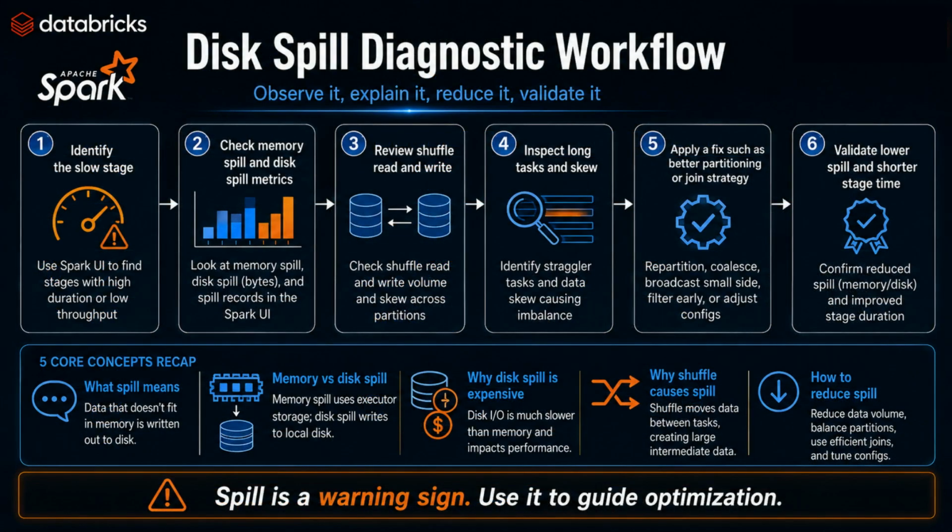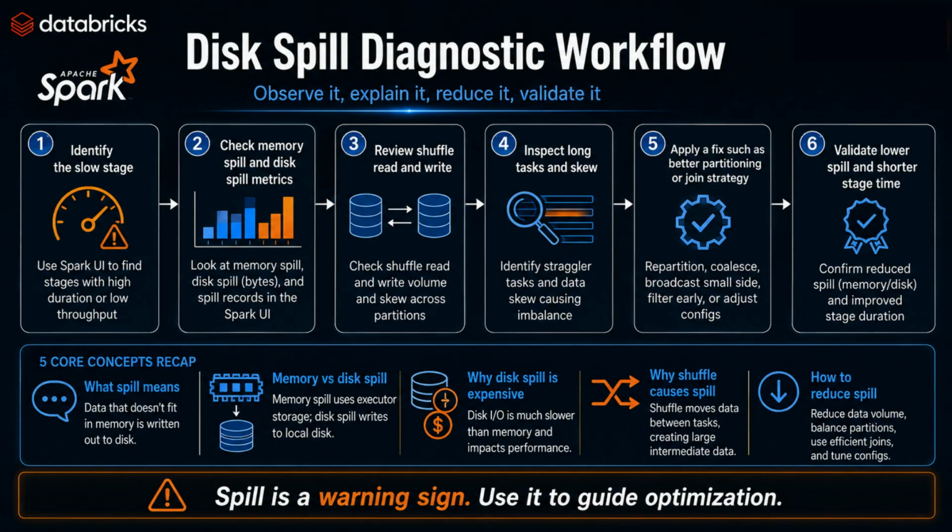Let us recap the disk spill diagnostic workflow. First, identify the slow stage using Spark UI. Second, check memory spill and disk spill metrics. Look at spilled bytes and spilled records when available. Third, review shuffle read and shuffle write. Large shuffle volume often explains where the memory pressure comes from. Fourth, inspect long tasks and skew. A few overloaded tasks can cause memory imbalance and spill.